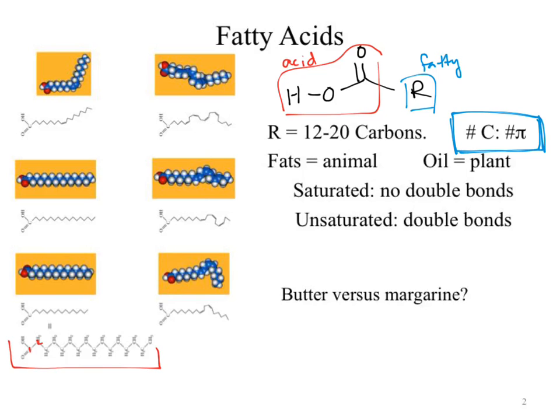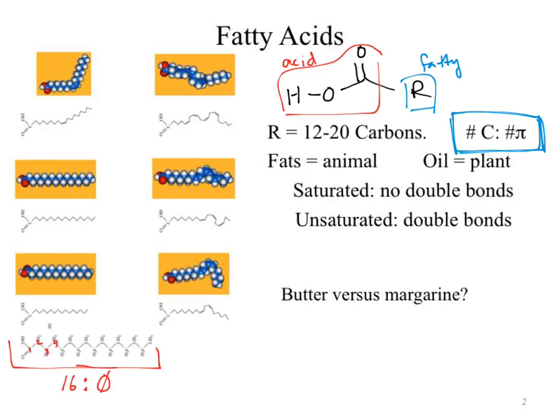We go 1, 2, 3, 4, get the idea, 5, 6, 7, 8, 9, 10, 11, 12, 13, 14, 15, 16. So we have 16 carbons in this fatty acid, so we could refer to this as a 16. And then our colon, what comes after the colon is the number of pi bonds within the fatty acid, or within the fatty portion. How many pi bonds are within the fatty portion for this molecule? 0. So we could refer to it as a 16, 0.